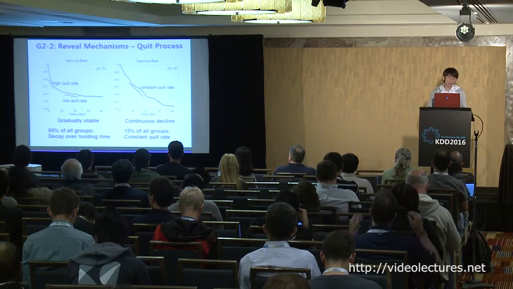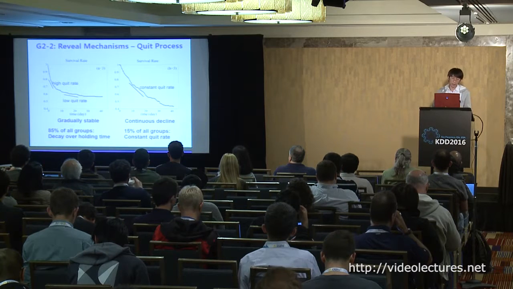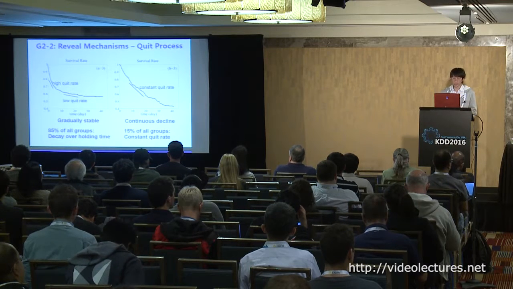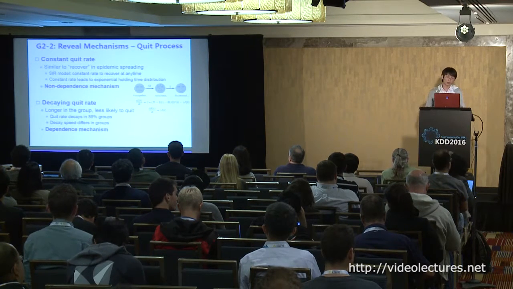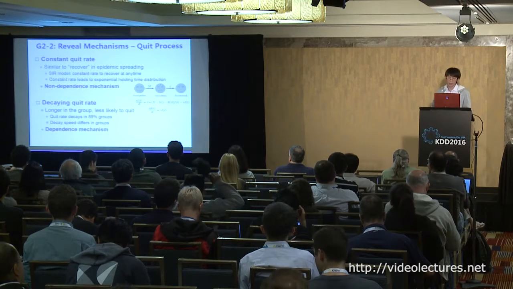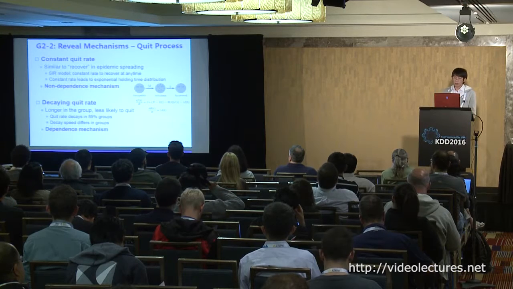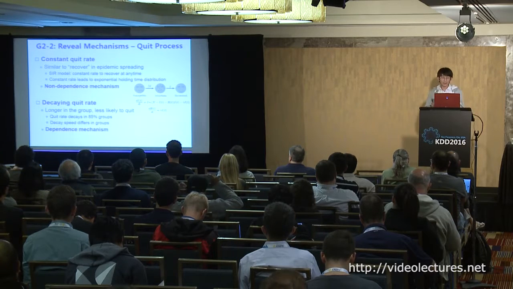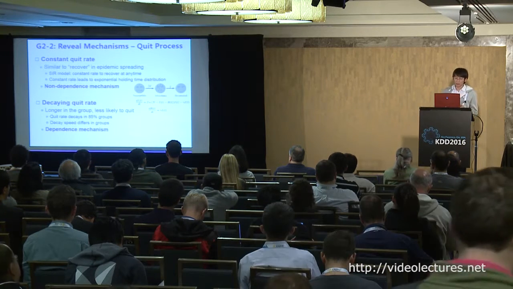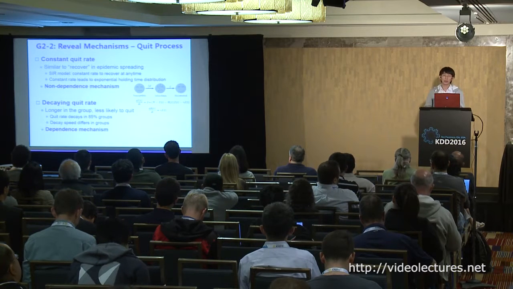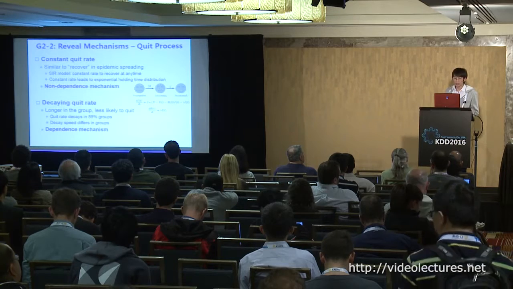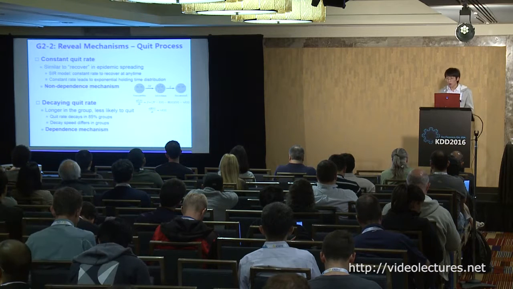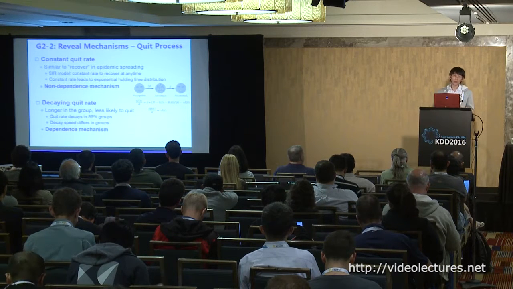From the data, we observe that in most groups the quit rate decays over the holding time, and about 15% of the groups have a constant quit rate. These two situations indicate that there are also two different mechanisms in the quit process. The constant quit rate is similar to the recovery in epidemic spreading. For example, the SIR model assumes a constant rate of recovery at any time. And we know that a constant quit rate leads to an exponential holding time distribution. This means no matter how long you have been in the group, the rate of your quitting is the same.